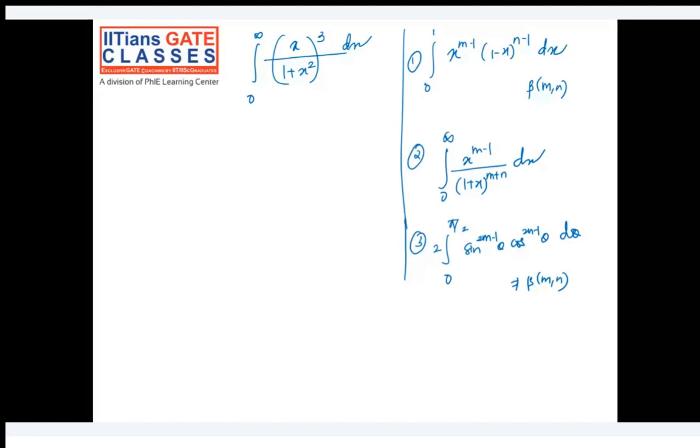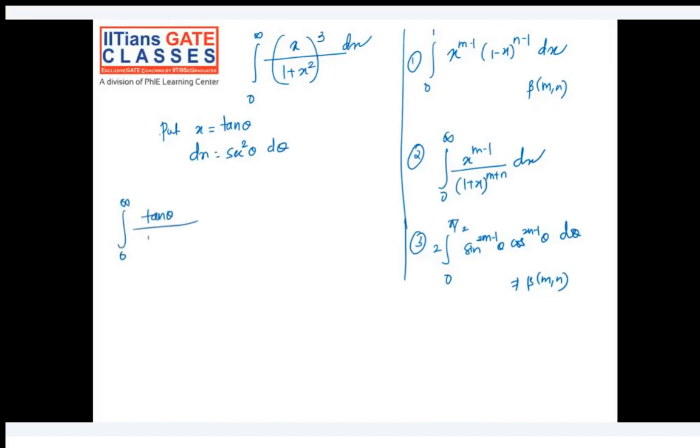If you put here x is equal to tan theta, dx is equal to sec square theta d theta. So integration 0 to infinity tan theta divided by (1 plus tan square theta, which is sec square theta) whole cube, and dx is sec square theta d theta. So I can write here tan cube theta sec raised to 6 theta. So this 6 will get cancelled with 2, and I will get 4 remaining in the denominator.